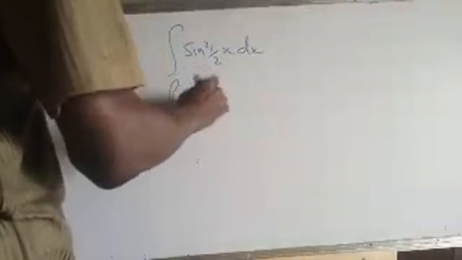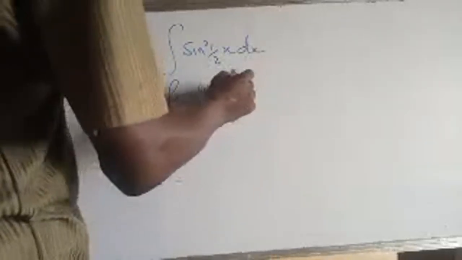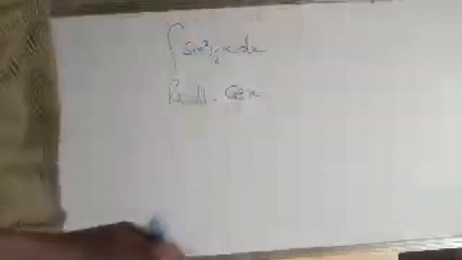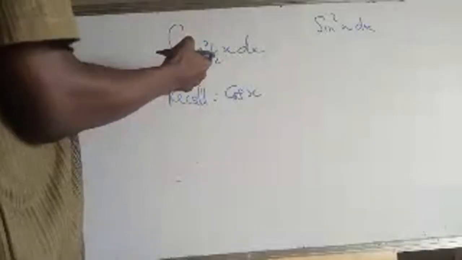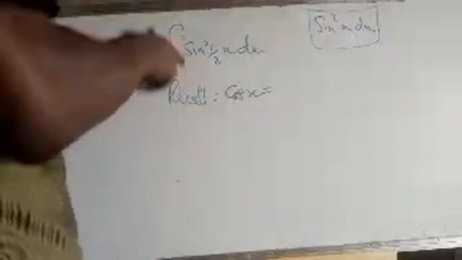Recall from our trigonometry the concept of cos x. We want to use that. Why are we using cos x? It's just like saying sine square x dx, but x here has been divided into two halves. In our trigonometry, the one that has to do with sine square is cos. So that's why we are picking cos x. We shouldn't have picked sine x; the cos x should be chosen.